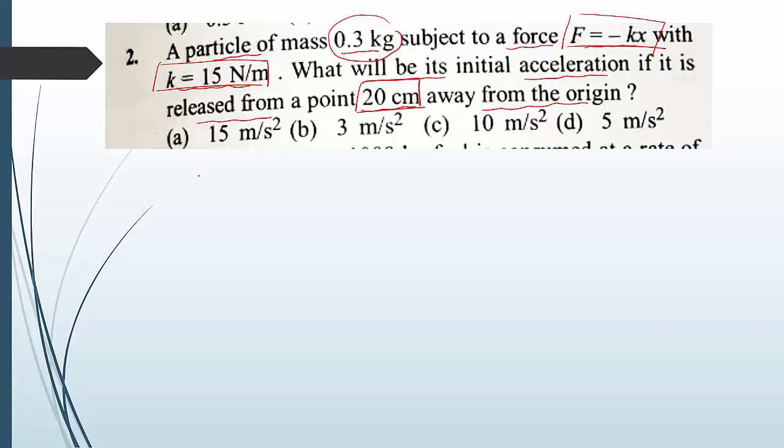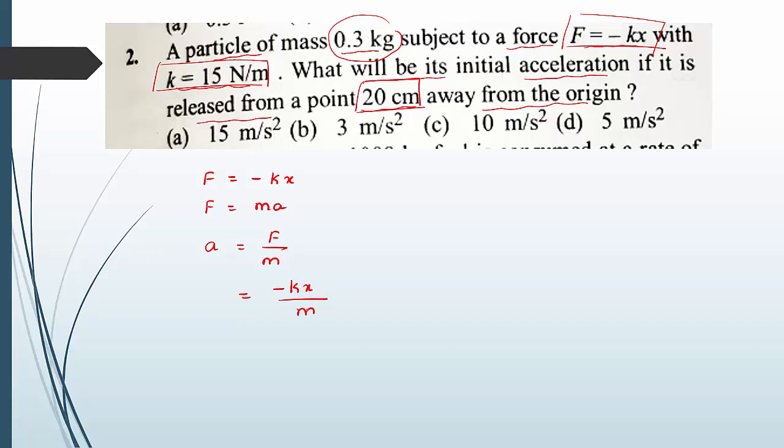So directly I can write the given equation. Here F equal to minus kx is given. And we know the formula F equal to ma. We want to calculate acceleration. What will be its initial acceleration? So I can write the formula a equal to F divided by m. Now in place of F, already they had given the equation. a equal to minus kx divided by m.